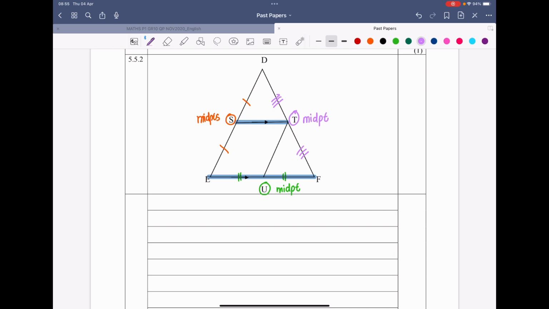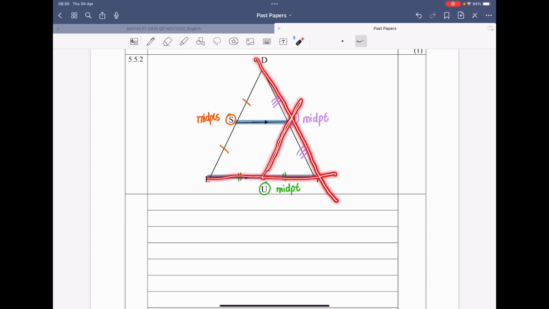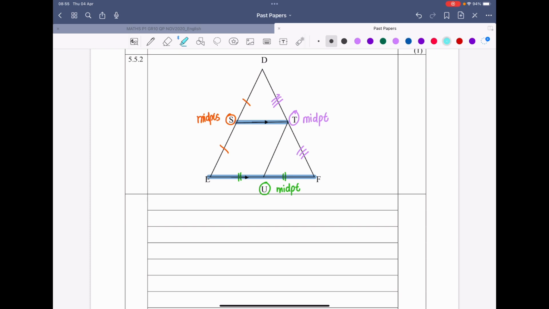Then from there, I've got this other midpoint U. I was told in the question that these two sides are equal in length, so U must be the midpoint of EF. And I've now found that T is the midpoint of DF. Now I've got the midpoint of one line of a triangle, and the midpoint of another line on the triangle, and I've got this line joining them. So from the midpoint theorem, the line joining these two midpoints and the third line of the triangle are parallel.